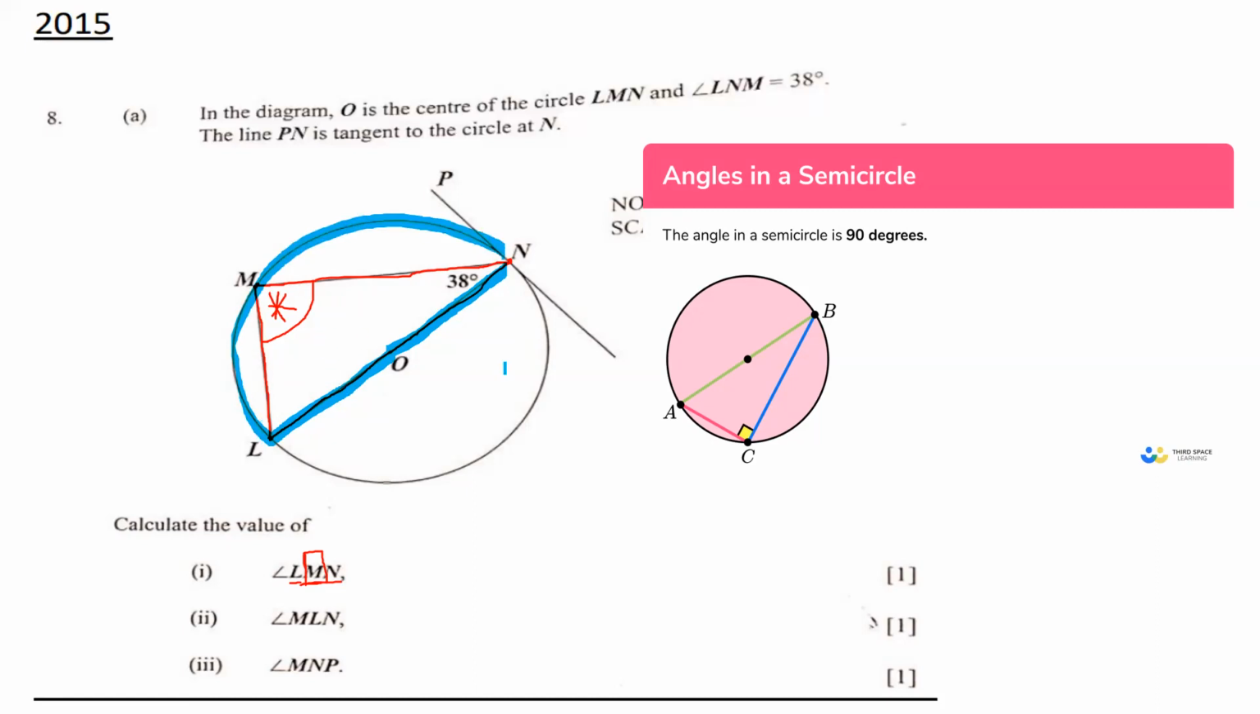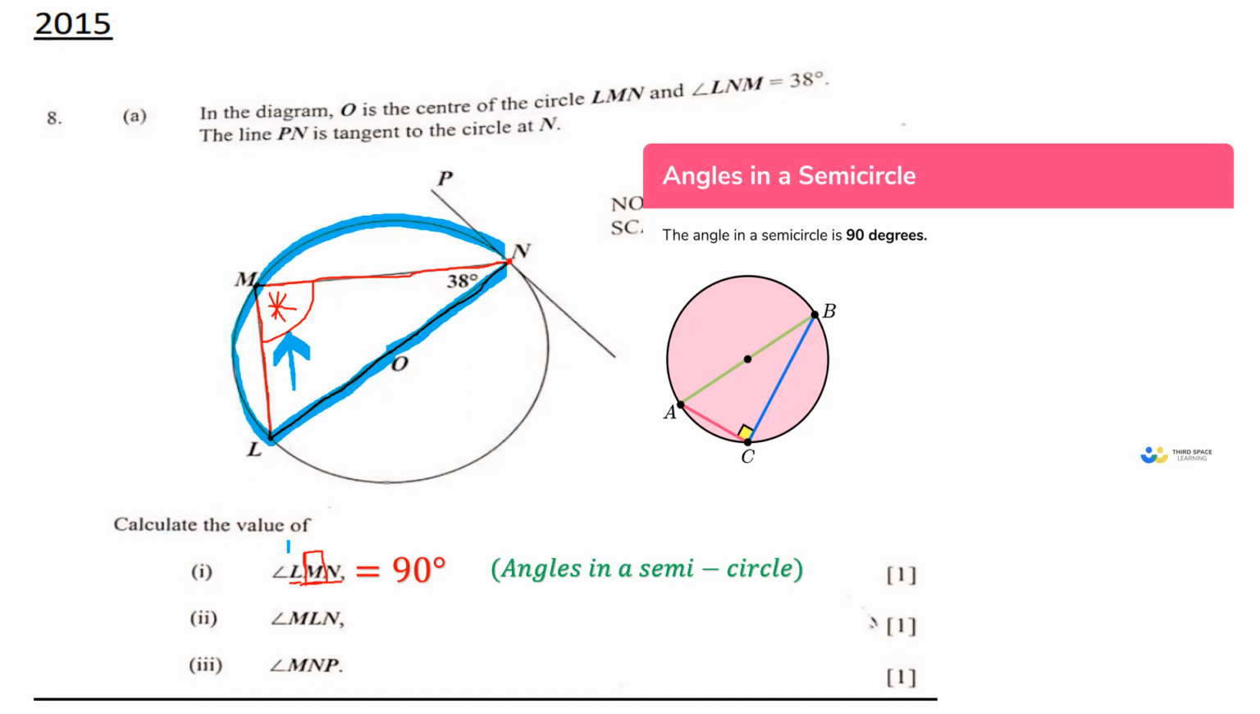And so we said that the angle inside the semicircle is equal to 90 degrees. So this angle right here is 90 degrees. So angle M is 90 degrees. And the reason it's 90 degrees is because of the theorem we entitled angles in a semicircle: the angle in a semicircle equals 90 degrees. So this right here is 90 degrees. Okay, so let's move on to the next question.